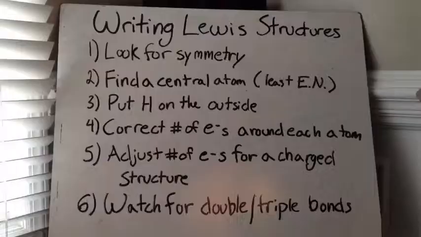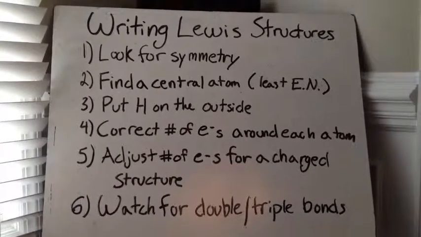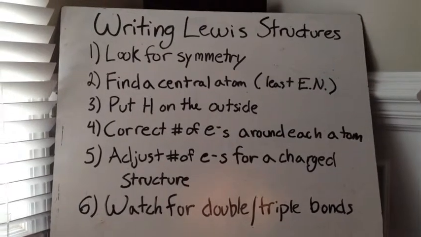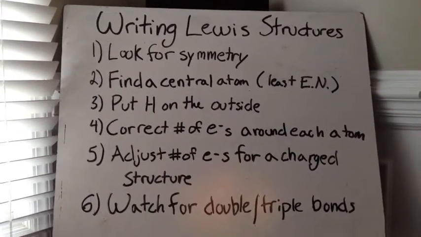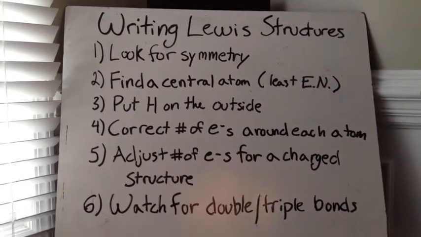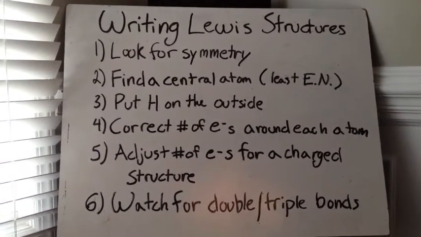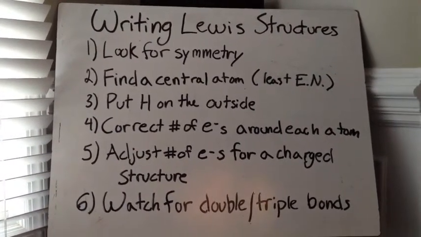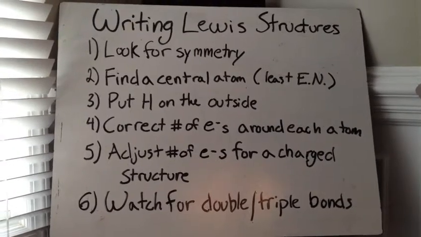I will teach you how to write these dot structures so that you may send love notes to John Smith without getting smallpox. When writing Lewis structures, there are 6 rules you must follow. The first rule is to always look for symmetry in the molecule. The second rule is to find a central atom. Usually this will be the atom with the least electronegativity, however there are a few exceptions.